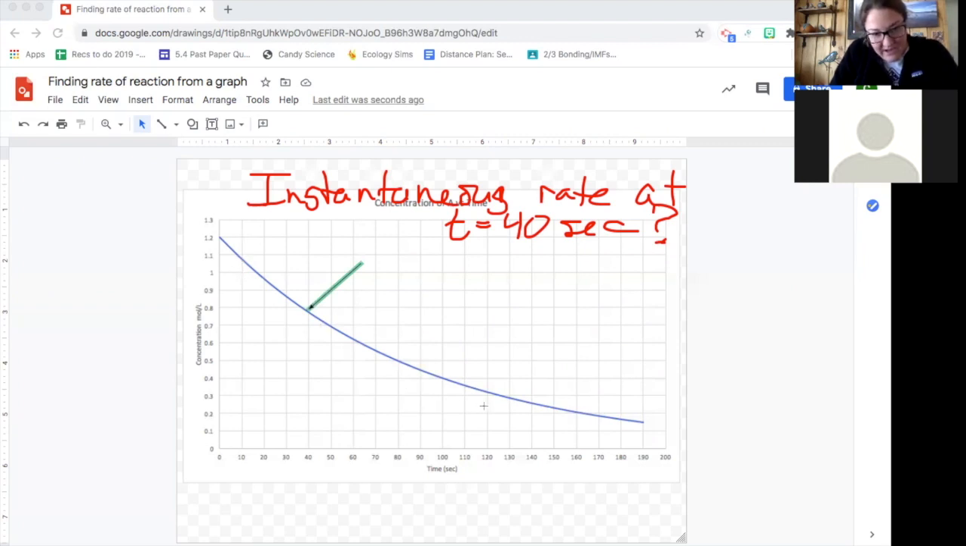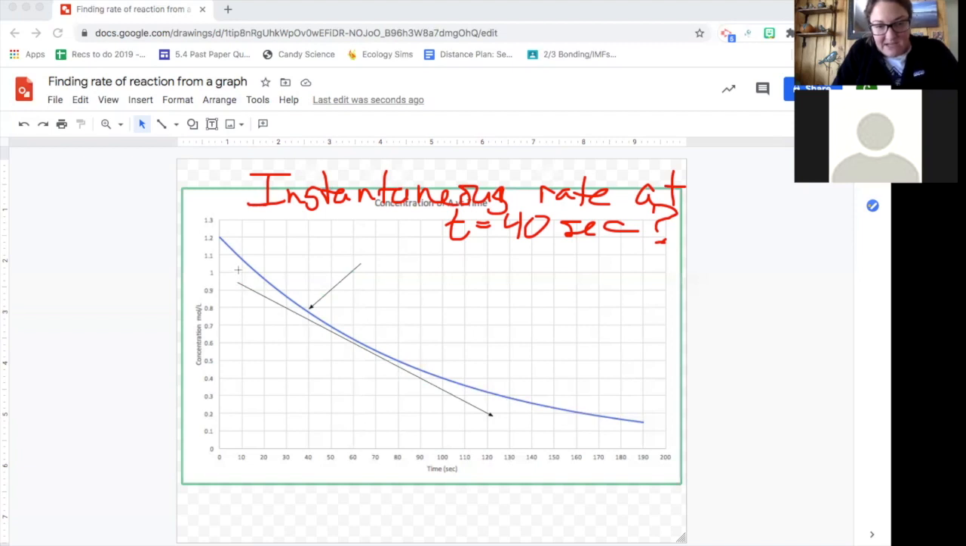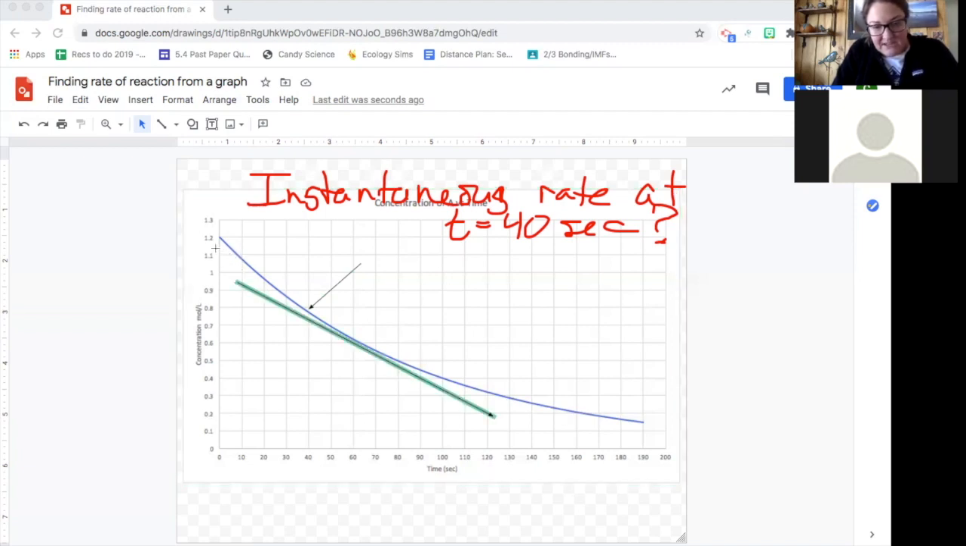Now, the trick with a tangent line is it's only supposed to touch the curve at one point, and exactly one point. And this one point is going to be at the time of t equals 40. So I'm going to work on adjusting this line until I have it only touching at t equals 40. And a tangent line is not allowed to cross the curve either. Okay, so now I believe I have my tangent line about as good as I can get it. And now what I want to do is find the slope of this line.